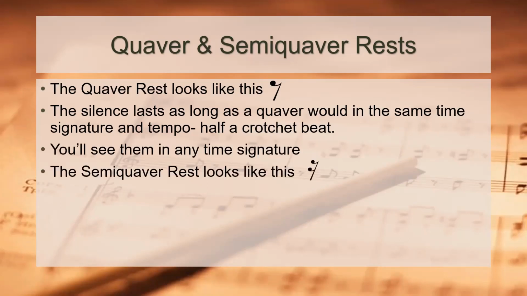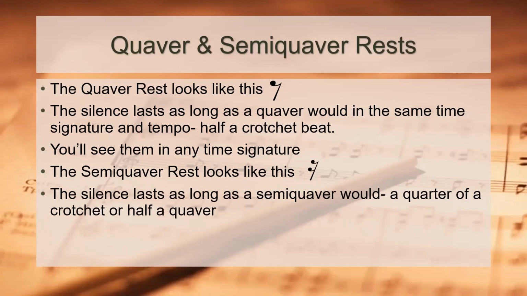Now the semi-quaver rests look like this. You'll see in exactly the same way that quavers and semi-quavers have a differing number of flags. Here, with quaver rests and semi-quaver rests, you add a flag each time you halve the value. So the quaver rest has a single splodge, the semi-quaver rest has 2 splodges or 2 flags. I know they're flags, but I like to think that Bart, when he wrote his with his quill pen, probably splotted at the beginning, and there we have the double splodge indicating a semi-quaver rest. Now the silence lasts as long as a semi-quaver would, in other words, 1/4 of a crotchet or half a quaver.